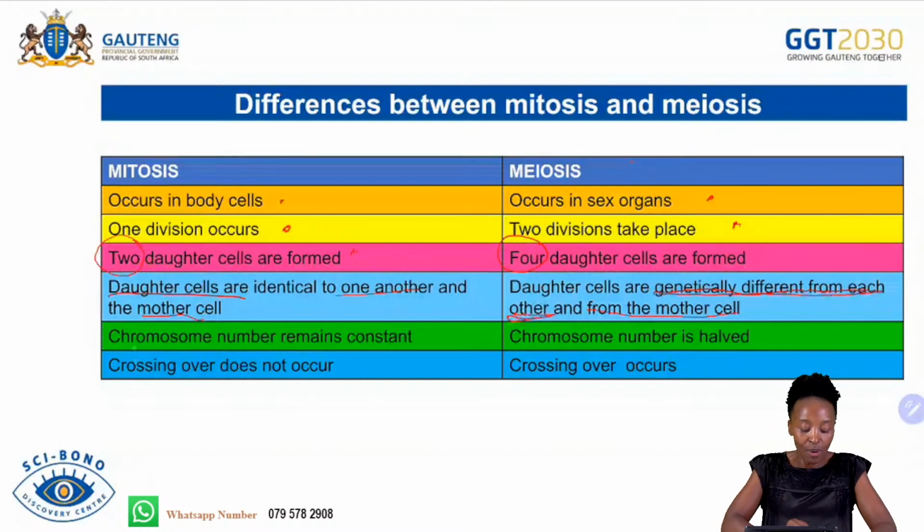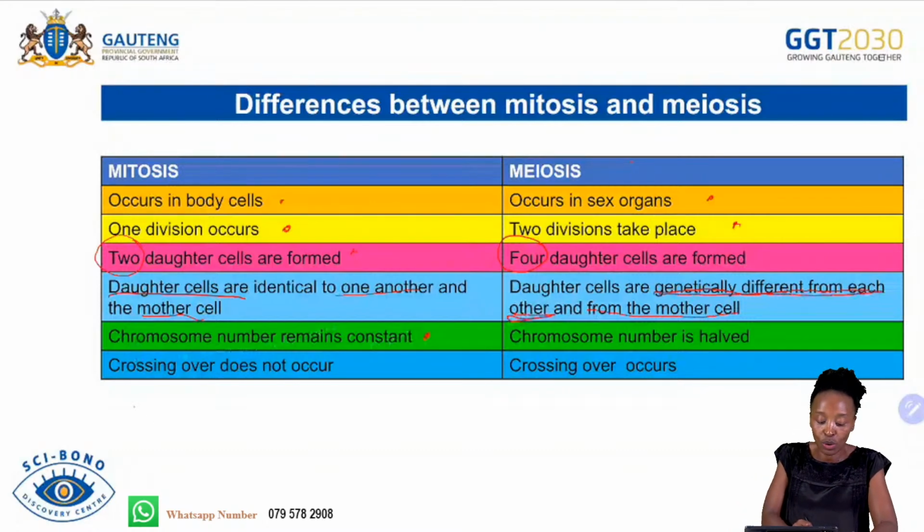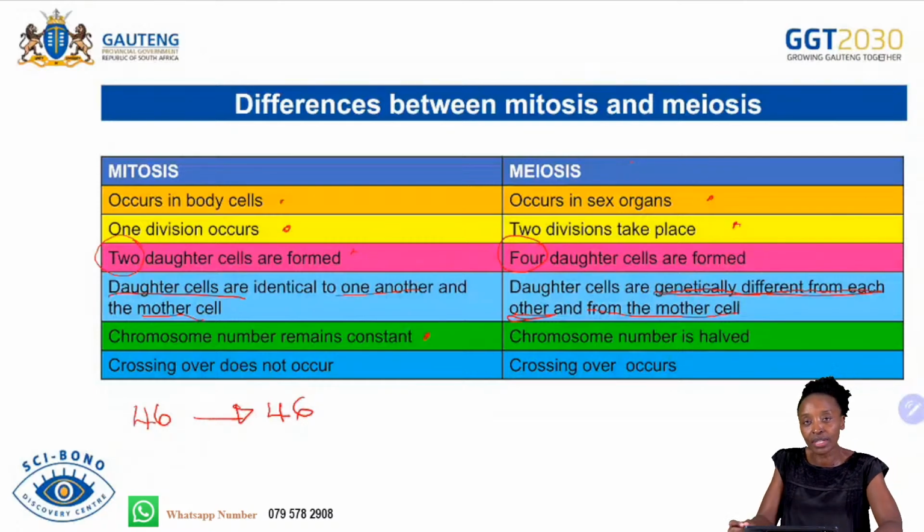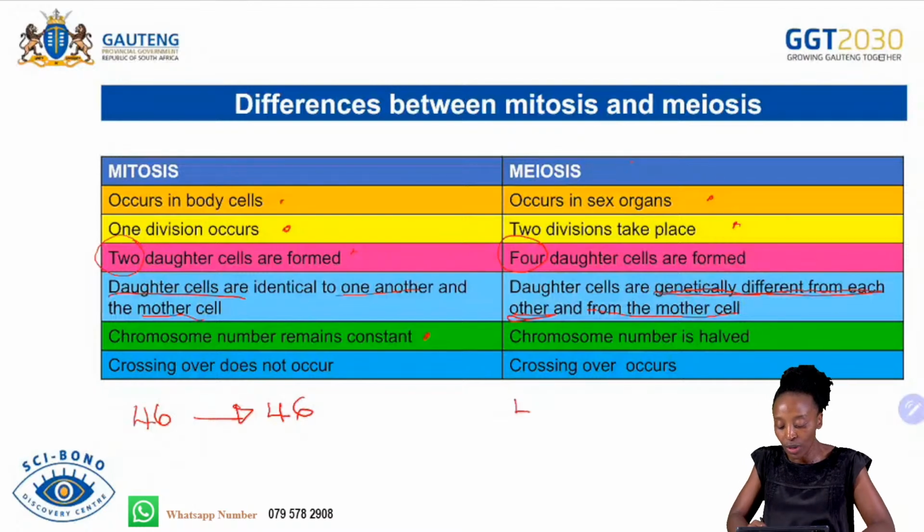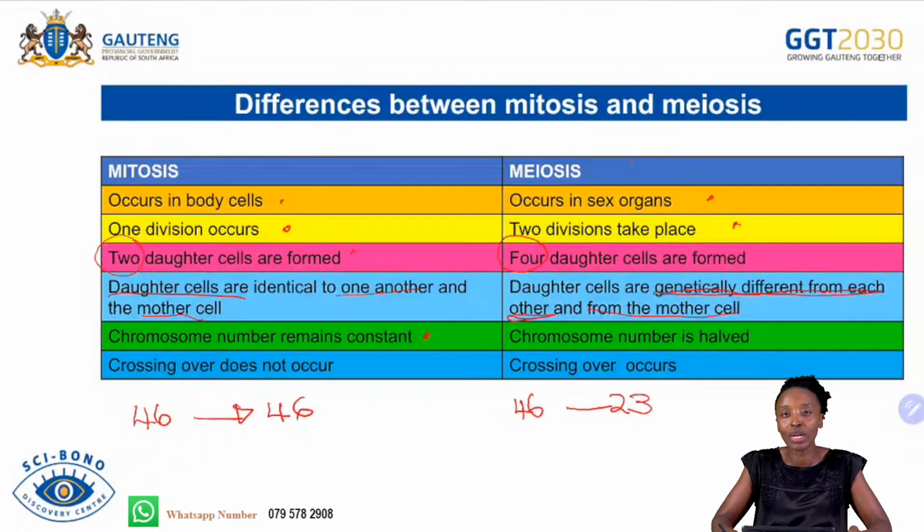And then the other one is chromosome number remains constant with mitosis. So with mitosis, if we've started with a cell of 46, at the end of mitosis, the new cells will have 46. Whereas here with meiosis, the chromosome number is halved. So if we've started with 46 here, it means we will end with cells that have how many chromosomes? 23.